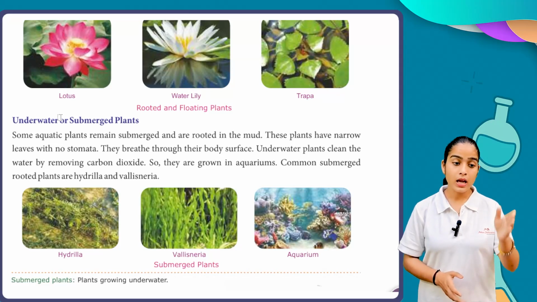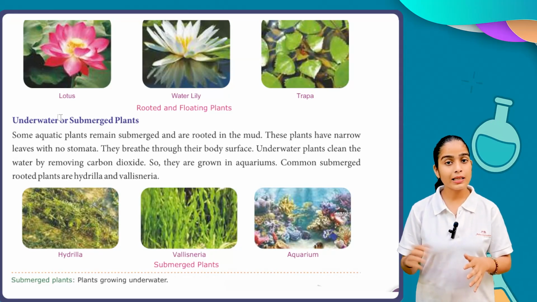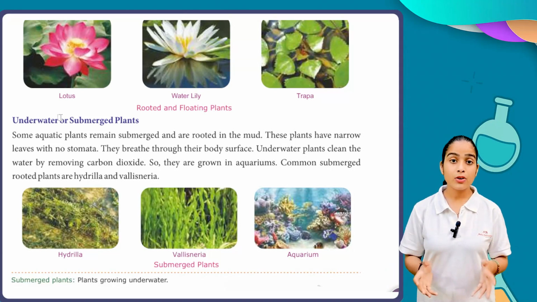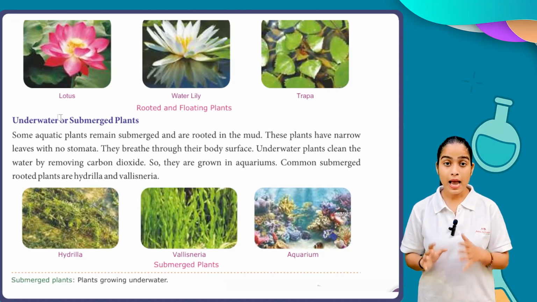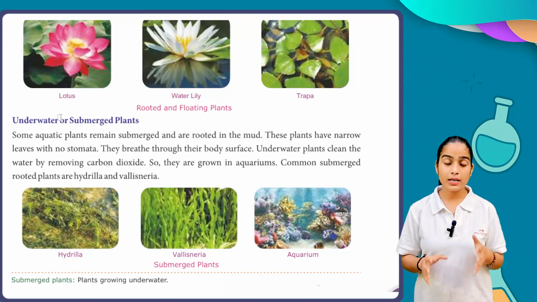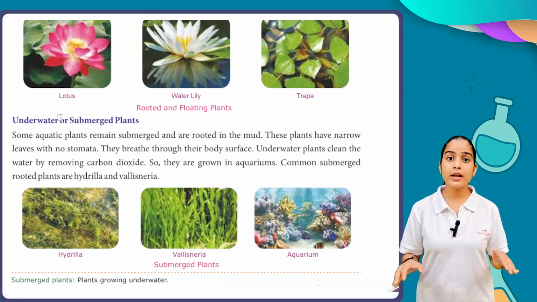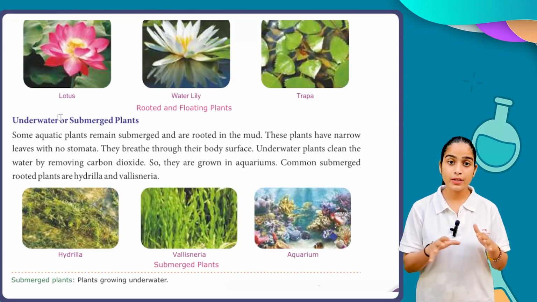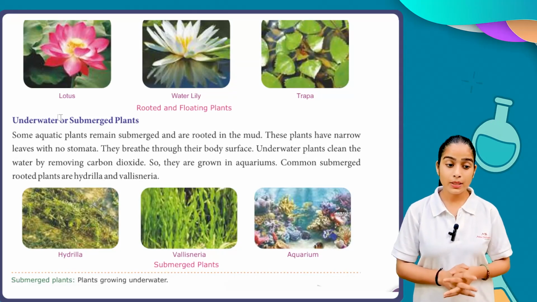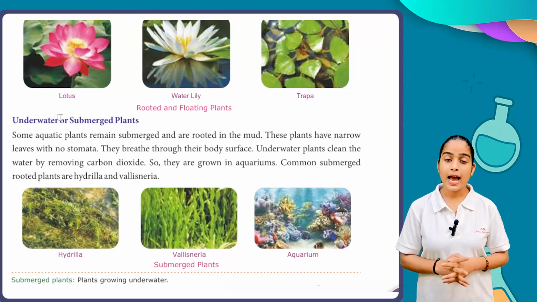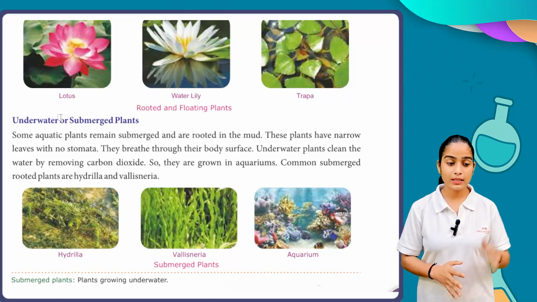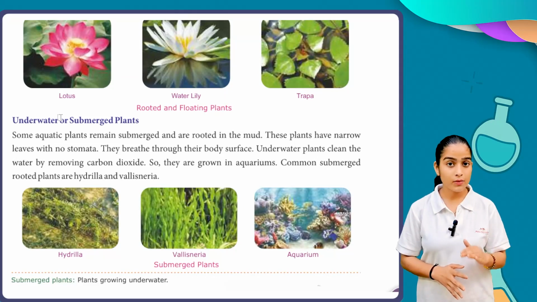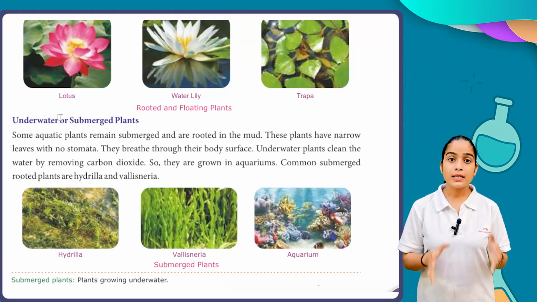So what we understand here is that underwater or submerged plants are also connected at the bottom with the help of roots, but they cannot breathe with the help of stomata. They breathe with the help of their body surface. And these types of underwater plants are basically needed for cleaning the environment, for cleaning the aquarium, so they can live inside the water as well. They take carbon dioxide, remove the carbon dioxide, and provide oxygen. And that is why they are grown in aquariums. Because they remove the carbon dioxide inside the water, other aquarium plants can live inside the water.